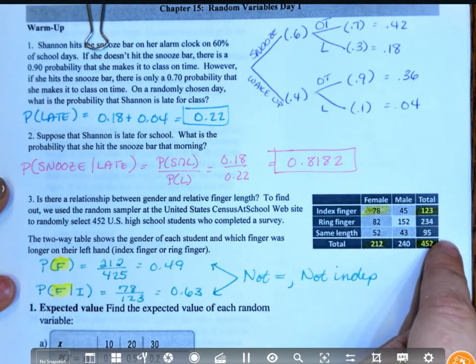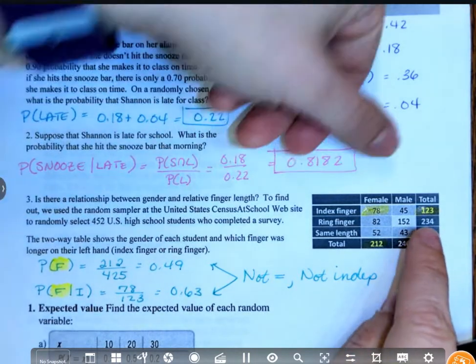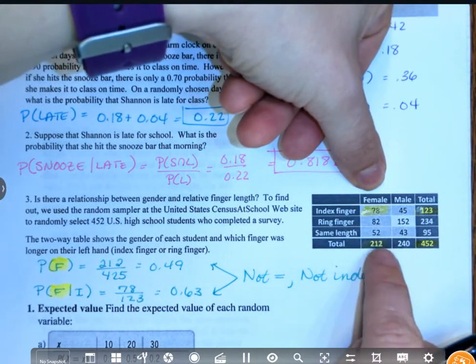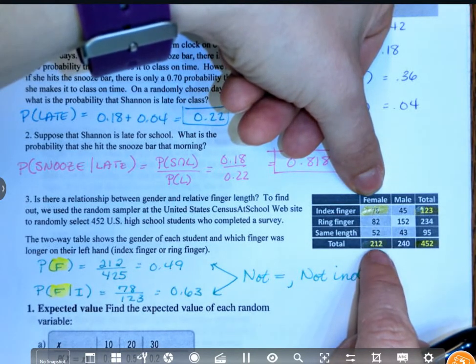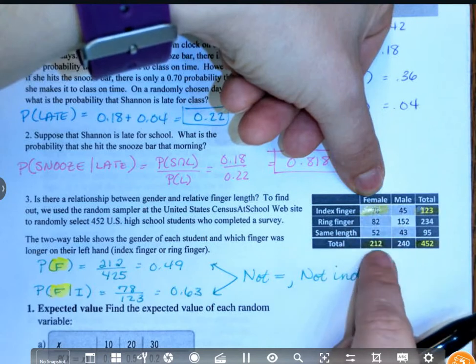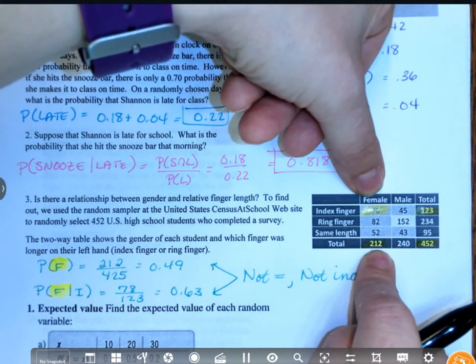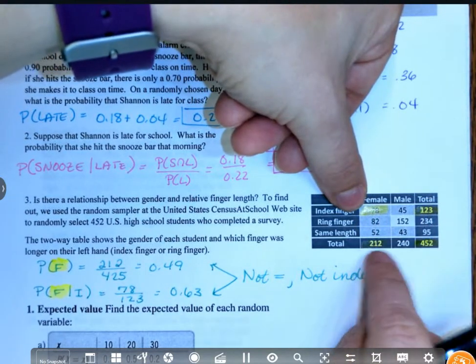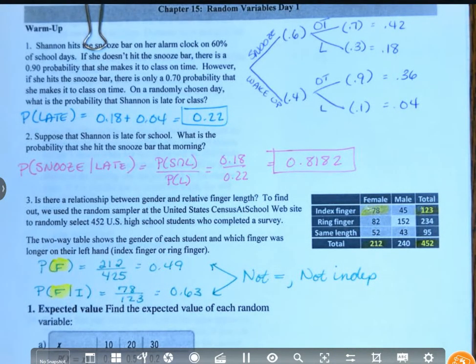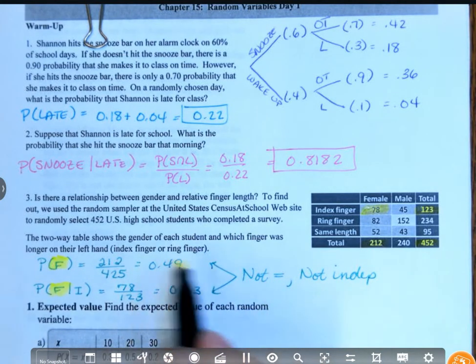Once you have that box, it's your choice how you set this up. I could have done probability of female, 78 over, probability of index finger given female, 78 over 212. Probability of index finger in general, or it could have gone this way, but you should always see a nice 4-square box. It's a pretty pattern. And then you can't just write this. You actually have to say that it's not equal, so somehow indicate that they're not equal, therefore they are not independent. Is that what your question was going to be?